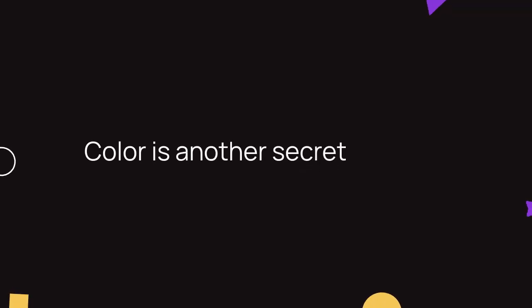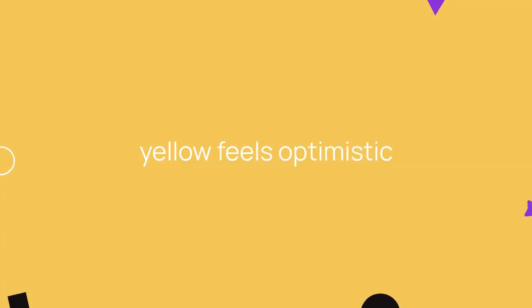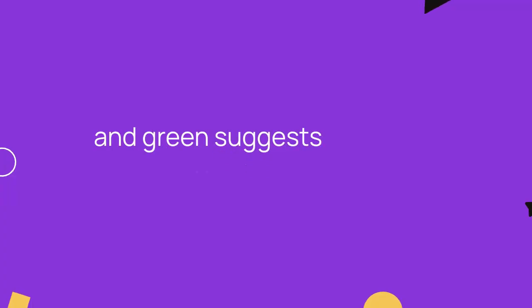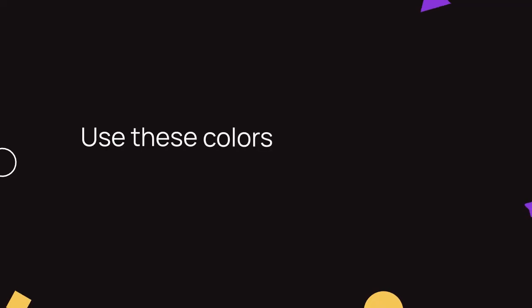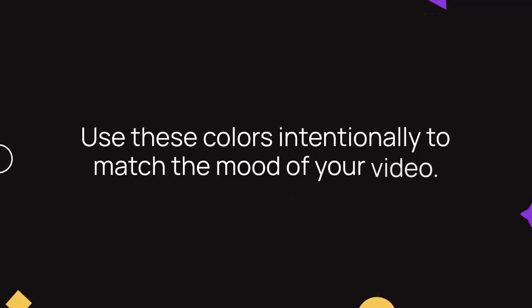Color is another secret weapon. Red creates urgency, yellow feels optimistic, blue builds trust, and green suggests growth or money. Use these colors intentionally to match the mood of your video.